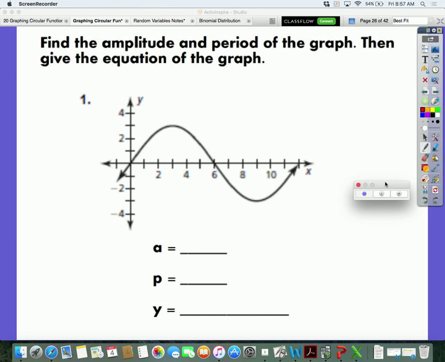You have a graph here. It says find the amplitude and period of the graph, then give the equation of the graph. So, think about it a little bit, okay? First you have to figure out, is it going to be sine or cosine? So write that down. What do you think it is? Because you're going to do this on your whiteboard, okay?